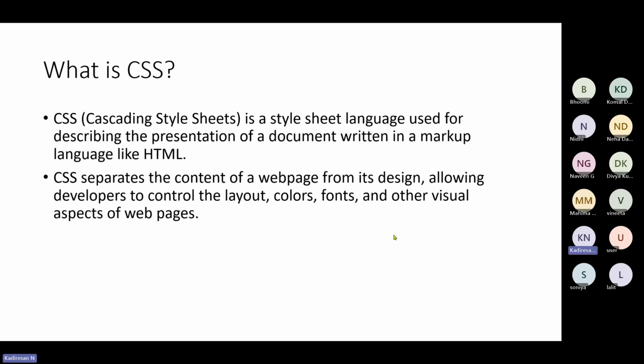So next comes up, what is a cascading style sheet? CSS stands for cascading style sheet. This cascading style sheet is a style sheet language used for describing the presentation of a document written in a markup language like HTML.